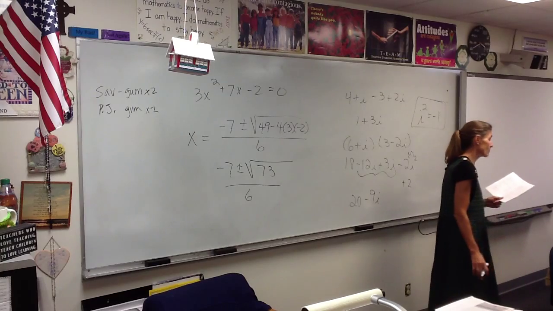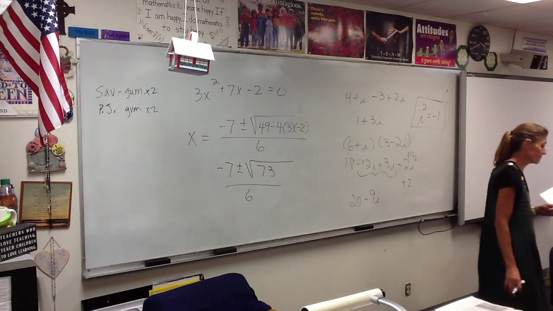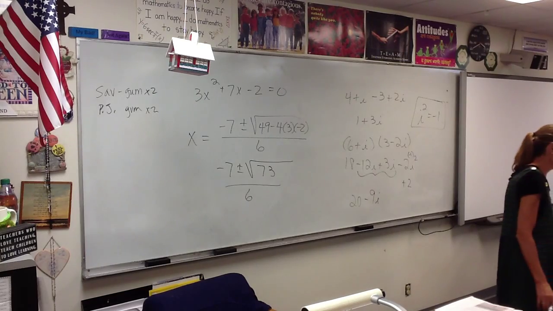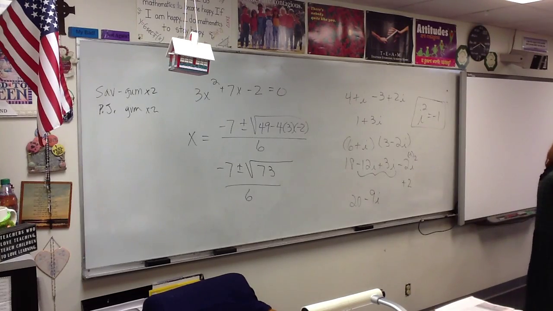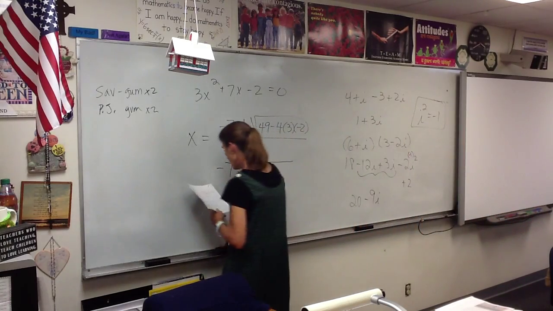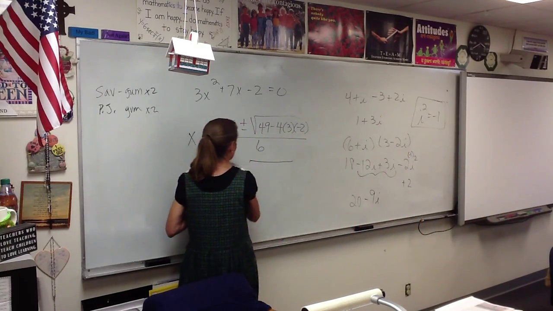If I said identity, I was wrong. I meant to say inverse. Additive inverse. B is associative of multiplication. What's C? Distributive. Very, very good. Okay, we're rolling through this.